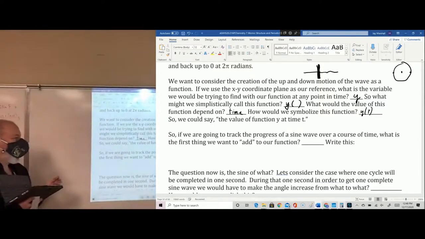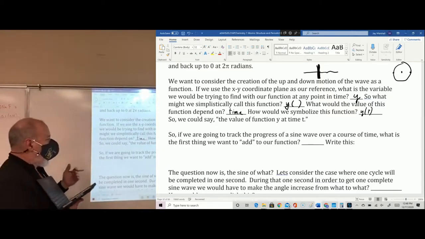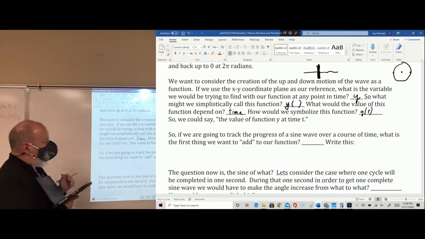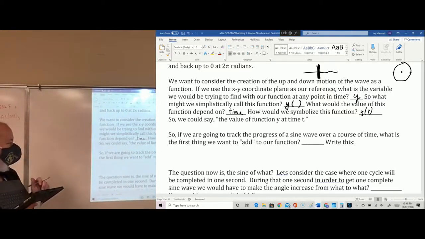So if we're going to keep track of progress of a sine wave over the course of time, what's the first thing we want to add to our function? Y of t is going to equal what?